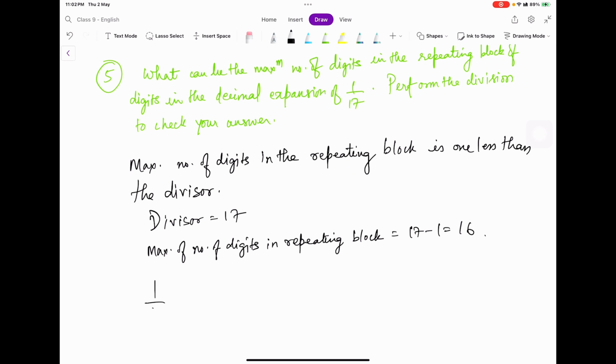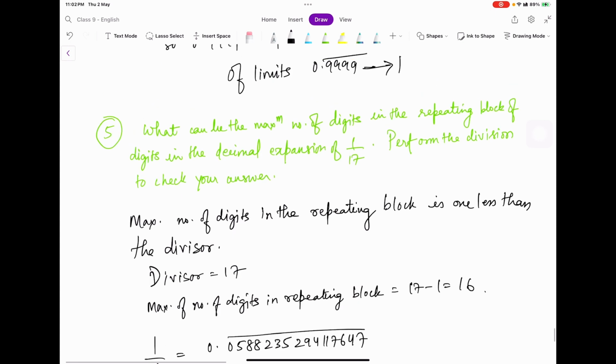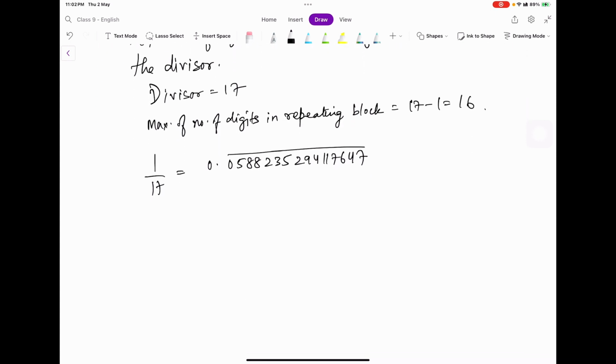If you do the division also, I am writing it directly. 1 by 17 comes as 0.0588 235 294 117 647. This is the repeating block. If you divide, you will get this, but it would be a waste of your time and my time, because in the exam it will most probably not come. You would be going on dividing and multiplying 17 times.